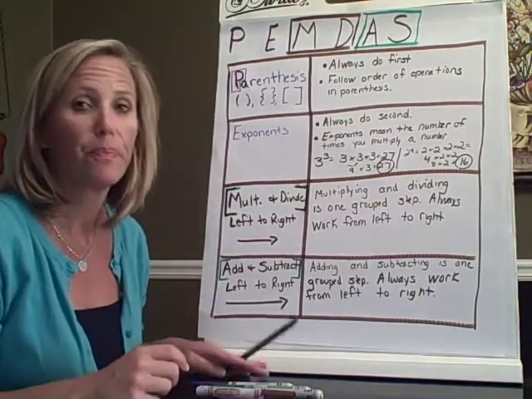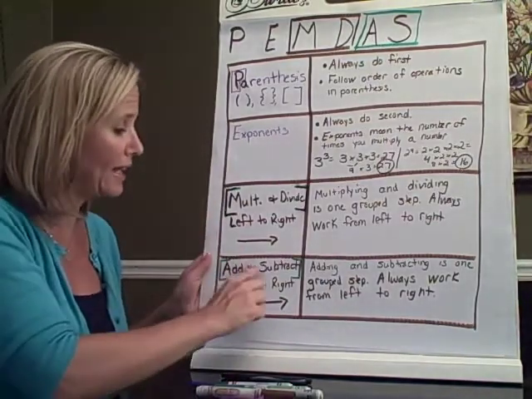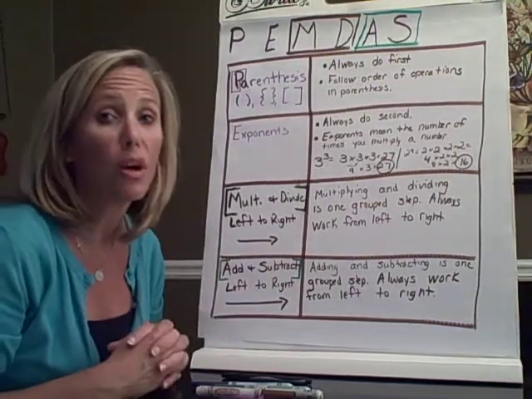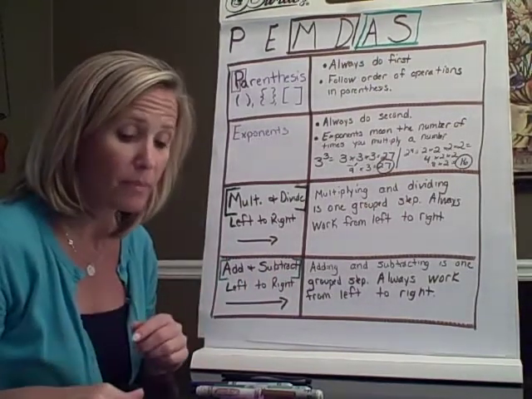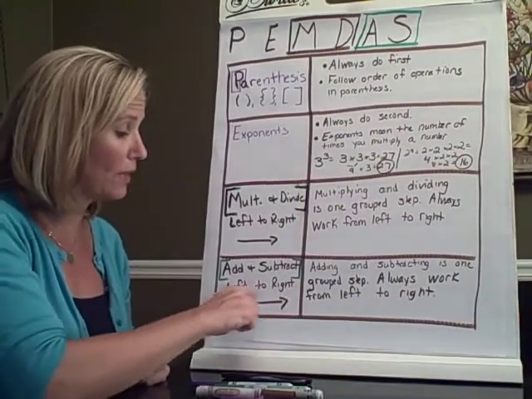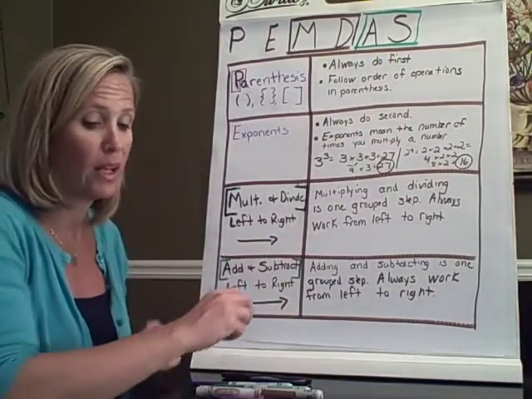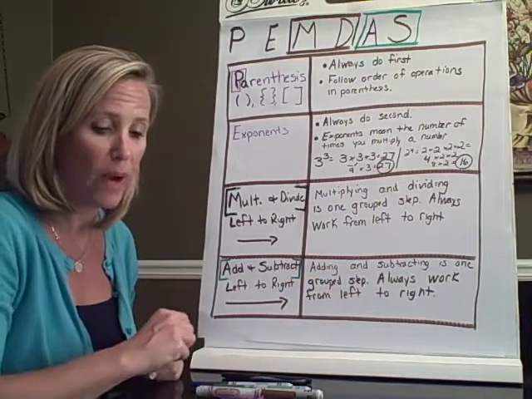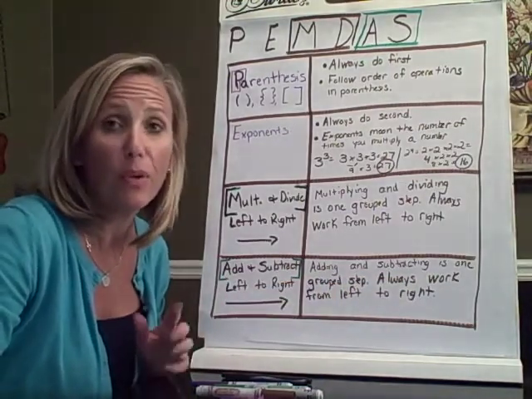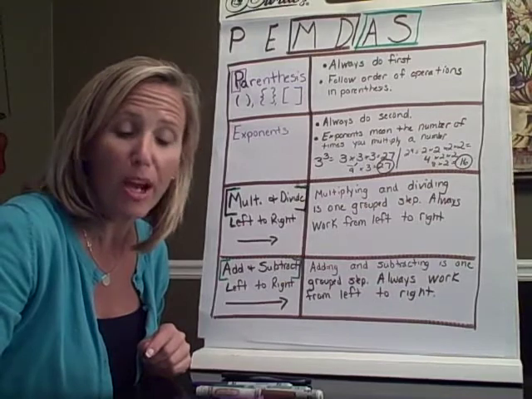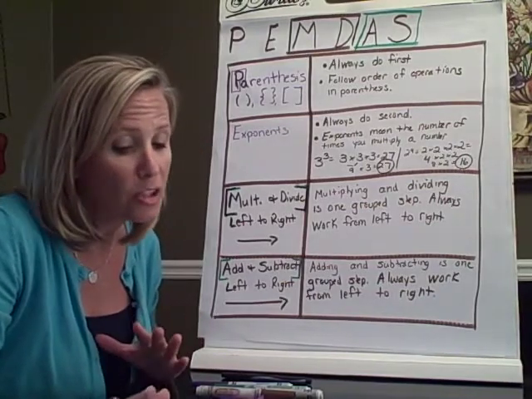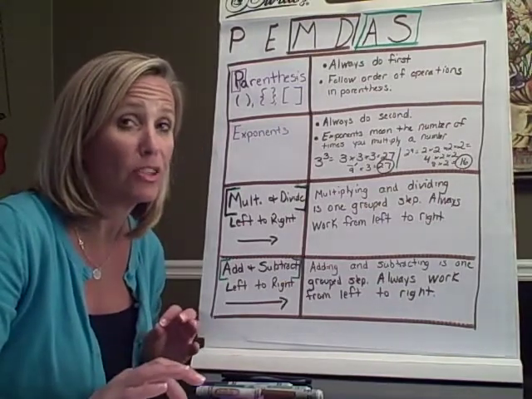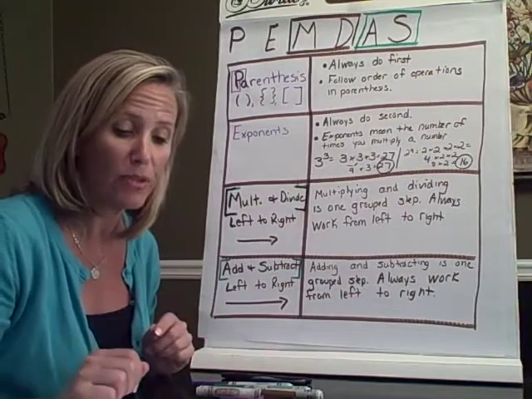All right. Your last step is adding and subtracting, which also is done together. And it's always from left to right. It's just the way you read. You say adding and subtracting is one group step. Always work from left to right. On your paper, I give you an example. There's addition and subtraction. You do it all at once. You don't do all the addition at first, and you don't do all the subtraction at first. They're one step left to right.